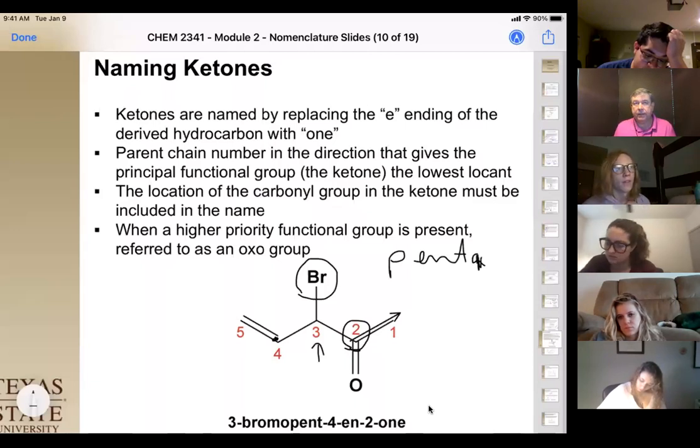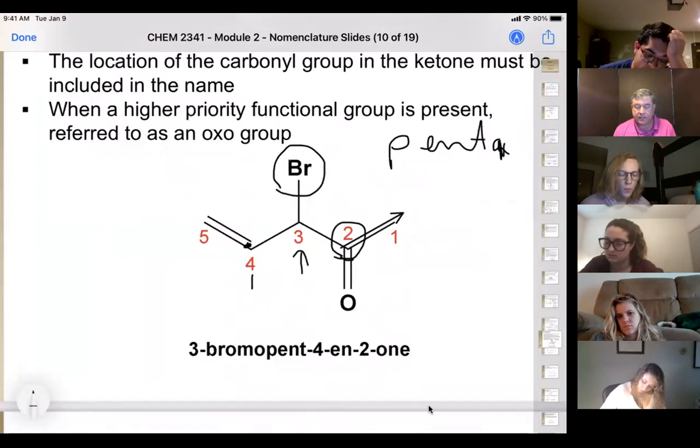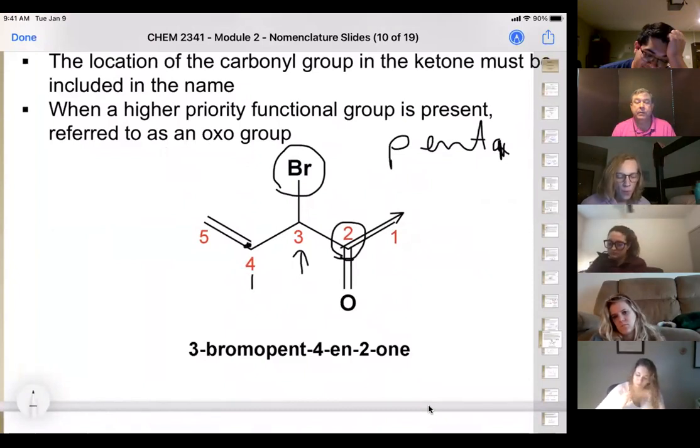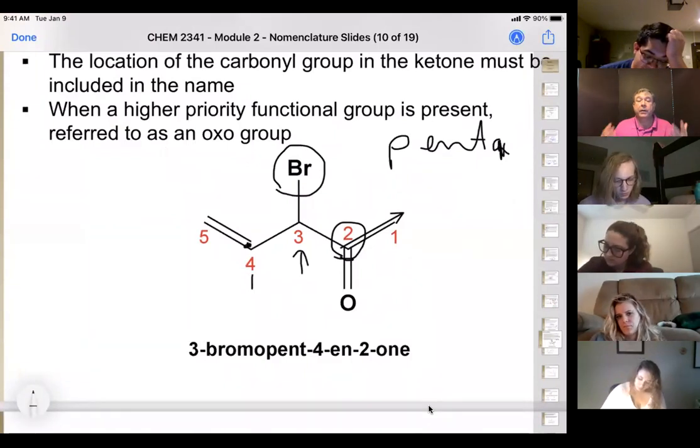Okay, so let's put it all together. We have 1 substituent, so that's 3-bromo. Pent, we have to locate where the alkene is. 4-ene, so it's dash 4 dash ene dash, where is the ketone? On the 2 carbon, so 2-one. Okay, see how they all follow the same pattern? You just have to figure out what the higher priority group is.